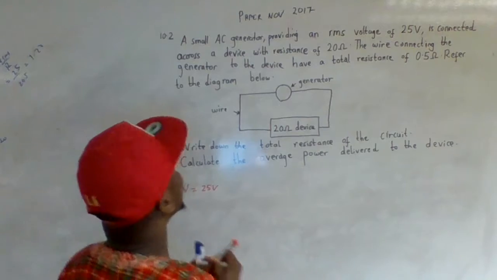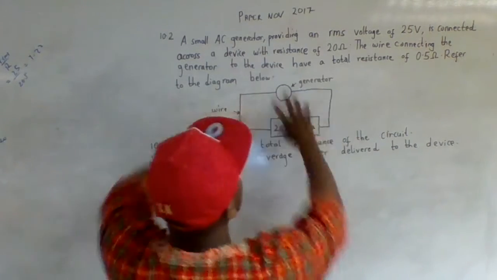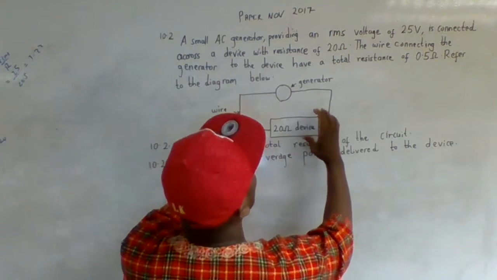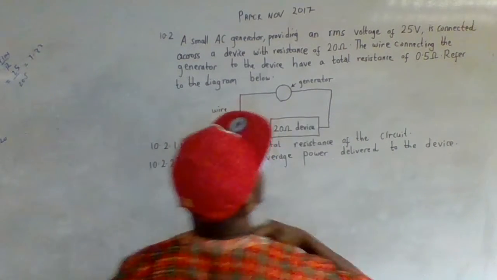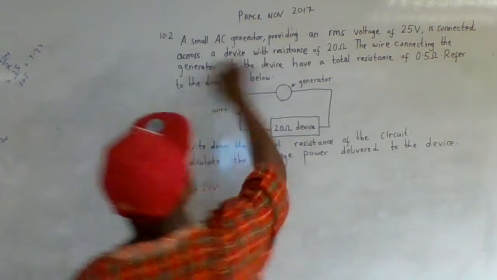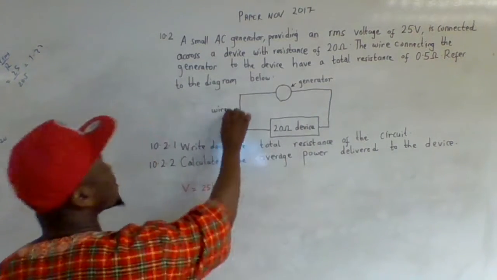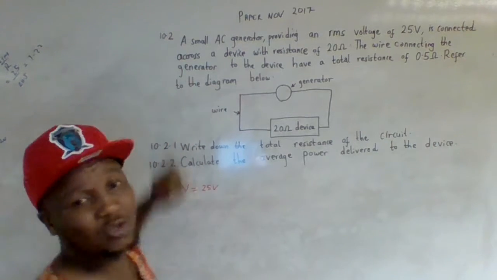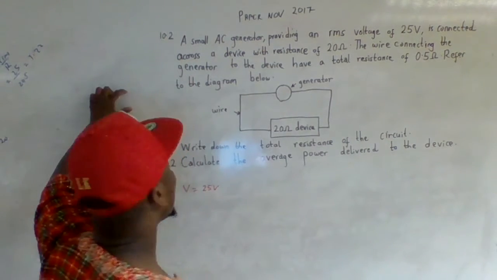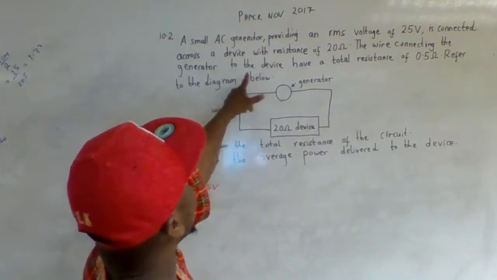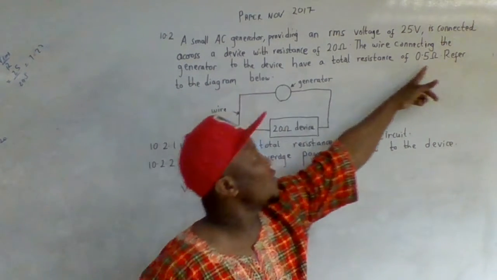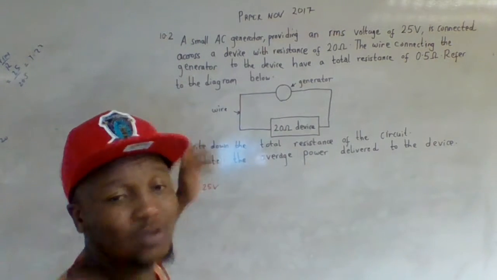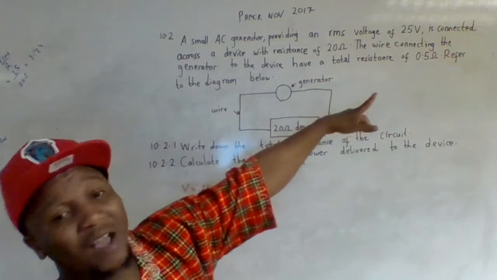Okay, and then it's connected across the device resistance. So this stuff here, which has a voltage of 25, is connected to a resistor of 20 ohm. And the wire is connected to a generator, somewhere outside. It means the source of power, because remember we don't have a battery here. So we take this out and connect it to the generator, which has a resistance of 0.5 ohm.